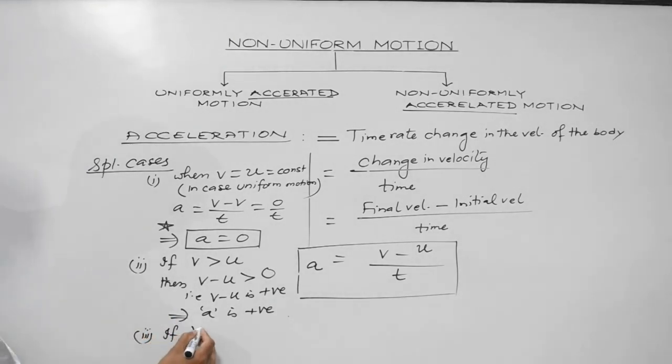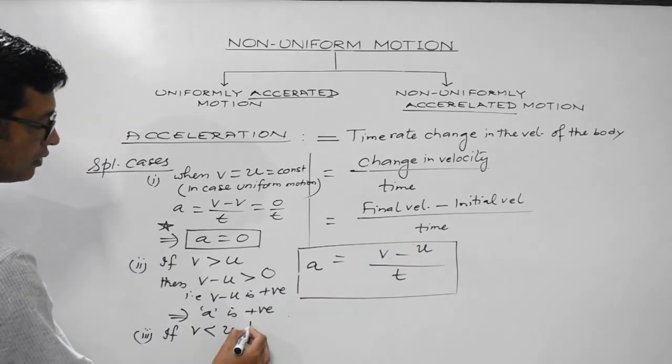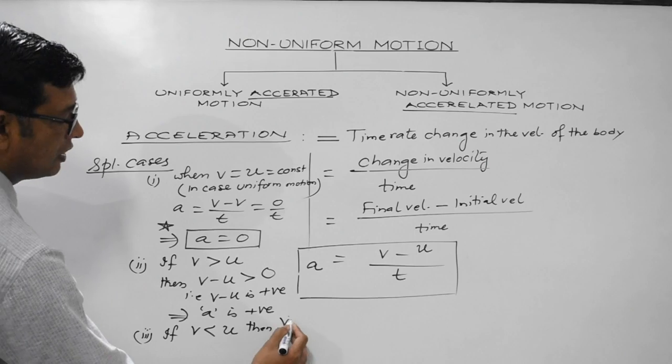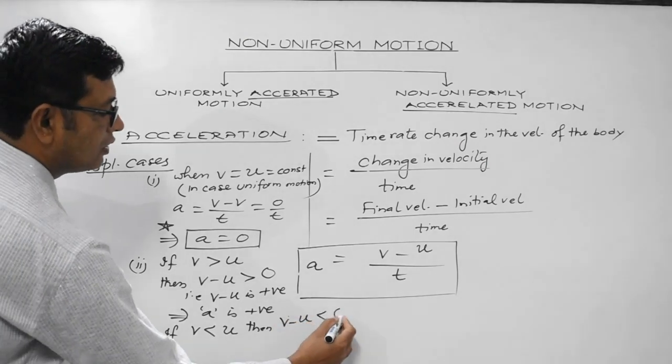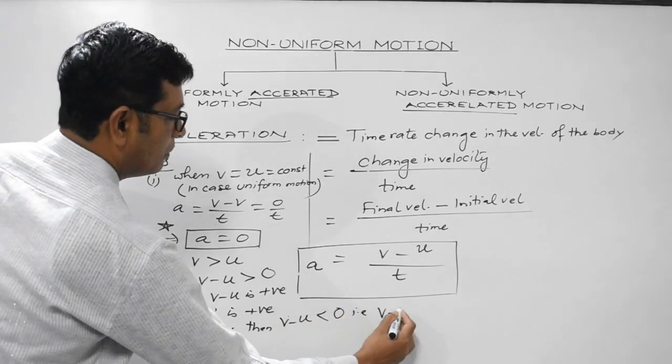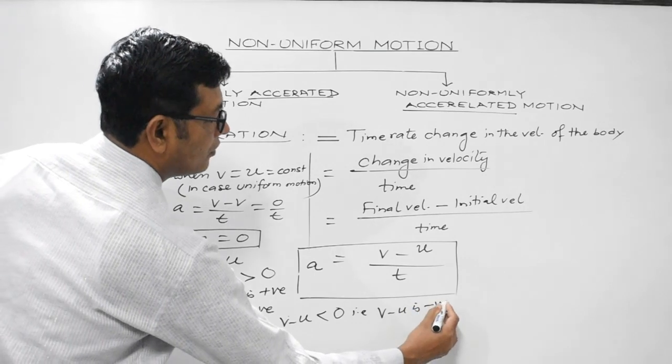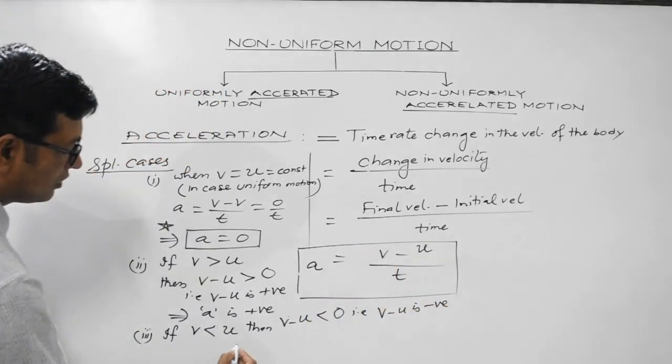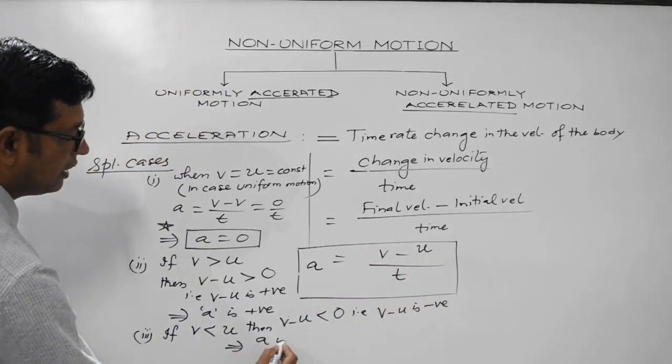if V is less than U. Now if V is less than U, then obviously V minus U would be less than 0. That is, V minus U is negative. If the numerator is negative, then it implies that A is negative.